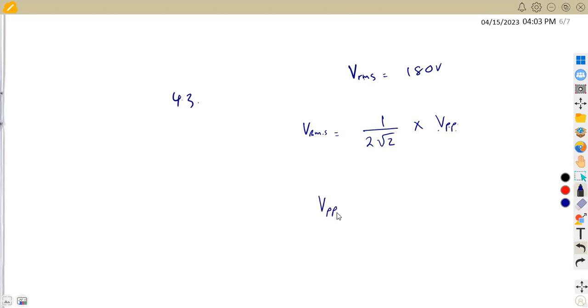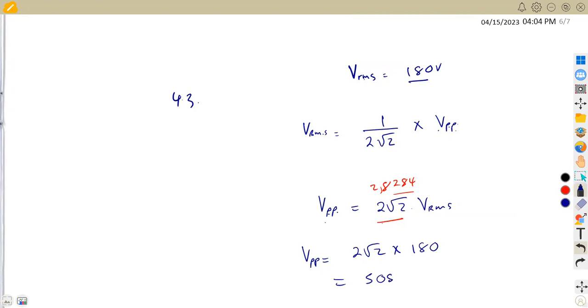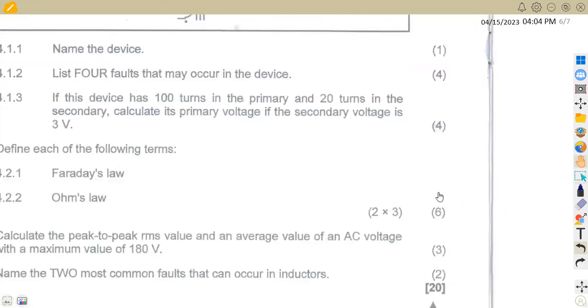So our peak-to-peak value is going to be, if you cross multiply, 2 square root of 2 times VRMS. This 2 square root of 2 can be given as 2.8284 like that. So you can even use this value, or you can use 2 square root of 2. That is how you calculate the peak-to-peak value, which is 2 square root of 2 times VRMS of 180 volts. So this is going to give us 509.117 volts. All right, so that is what we had in this case.